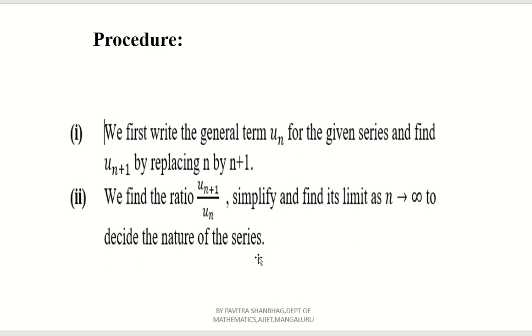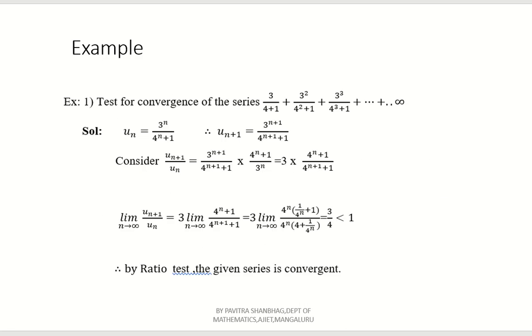When you apply the limit as n tends to infinity to this ratio, you will get some finite value, right? Suppose it is 3. If it is less than 1, you can write that it is convergent. Since 3 is greater than 1, obviously it is divergent. Suppose the limit is equal to 1, then the test fails. That is what we have mentioned in the procedure. Now let us discuss the problems one by one. See here, first problem.